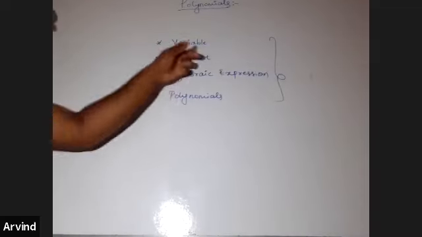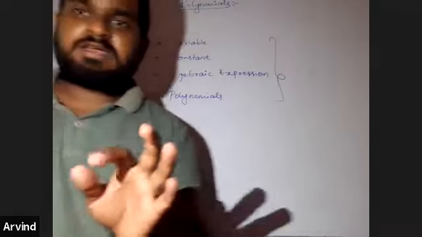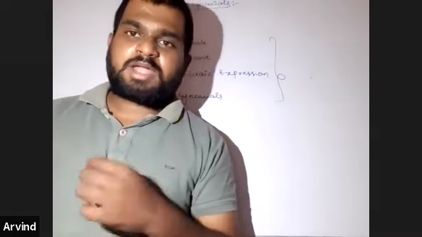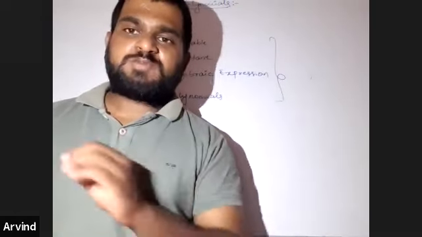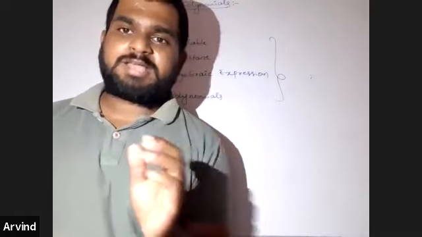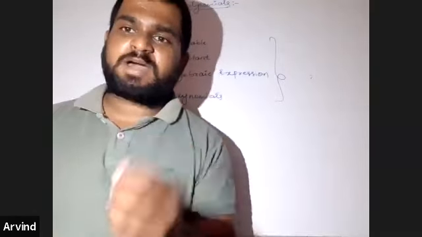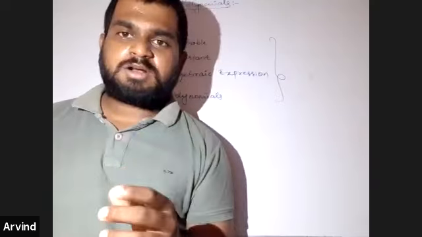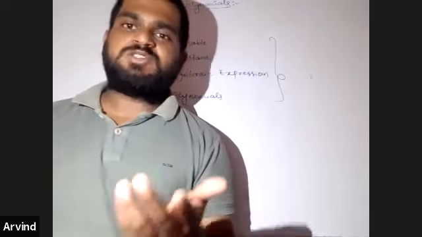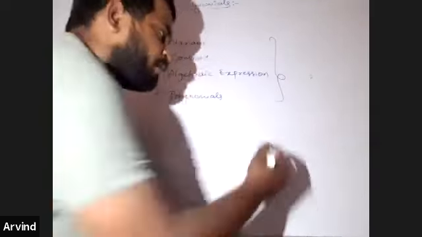Now, what is a variable? The name itself indicates that it varies. It is a symbol whose value is not fixed. It keeps varying. For example, all the English alphabets, X, Y, Z, everything is known as a variable, because their value is not fixed. I can take, for example, X.